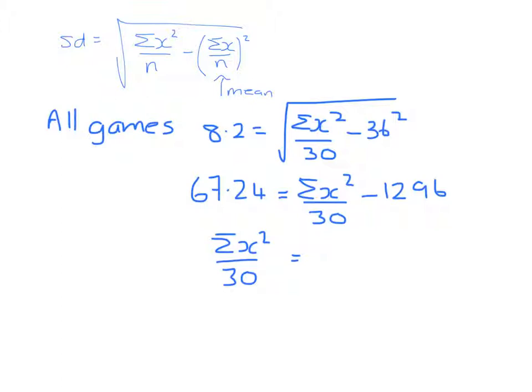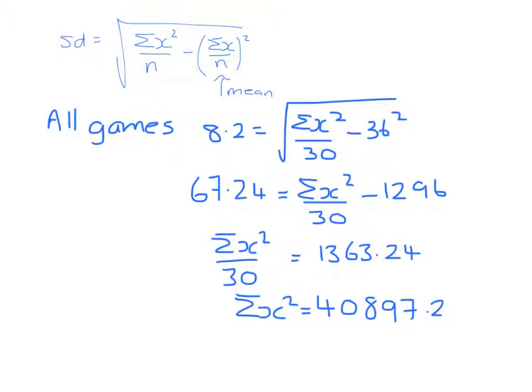So that's 1363.24, and if I multiply that by 30, the sum of x squared for all the games is 40,897.2. I'm just going to write all in there.